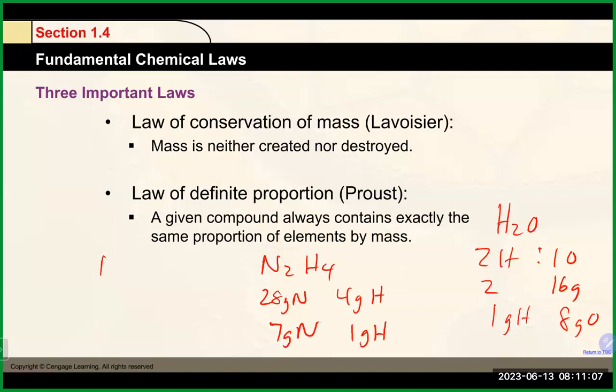If you had something that was, say, NH2, that is again going to be 14 grams of nitrogen for every 2 grams of hydrogen, which once again is also 1 gram of hydrogen for every about 7 grams of nitrogen. So everything comes together in terms of these ratios, these definite proportions. Also, that's why when things come together, we always have whole atoms, right? We don't have fractional atoms or anything like that.